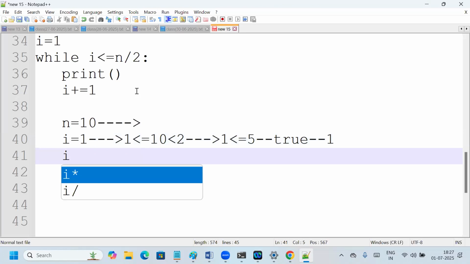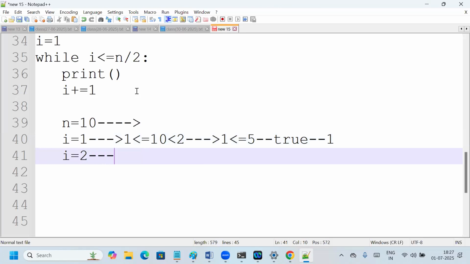Second, i equals 2. Now what will I do, guys? What is n value? N value is 2. 2 is less than or equal to 5. What is 5 by 2? The answer is 3 in Python. So true. Again one comparison.